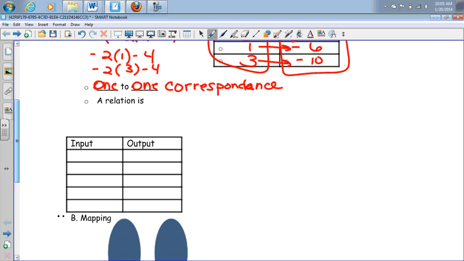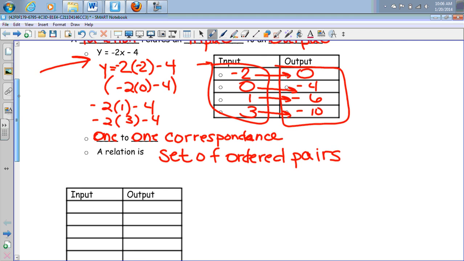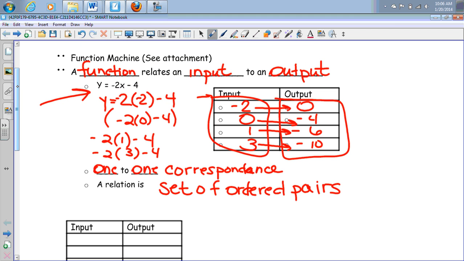A relation: if you look on page 257, relation is one of the yellow vocabulary words. A relation is slightly different. It can have more than one-to-one correspondence. A relation is just a set of ordered pairs. Some functions are relations. Every relation may not be a function, but every function is a relation.